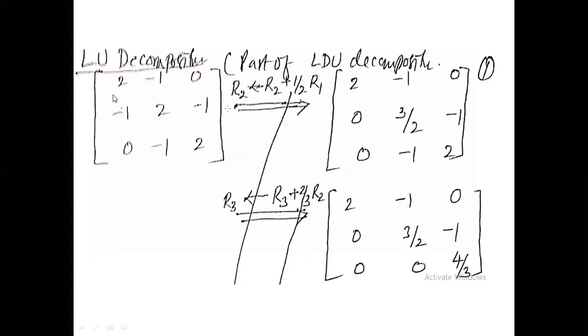Is this visible to everybody? Yes, sir. I would suggest that you take a paper and pencil and do it with me. If you do it once, it will be absolutely clear to you. The matrix A is given to us as 2, -1, 0, -1, 2, -1, and 0, -1, 2.